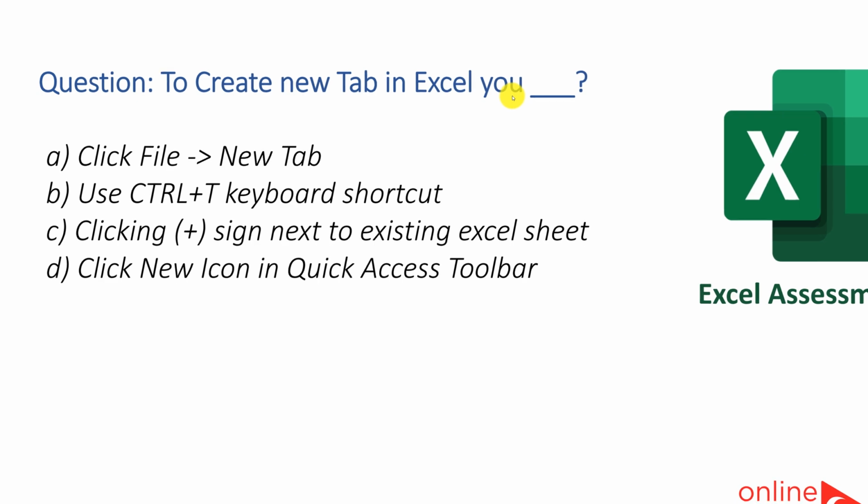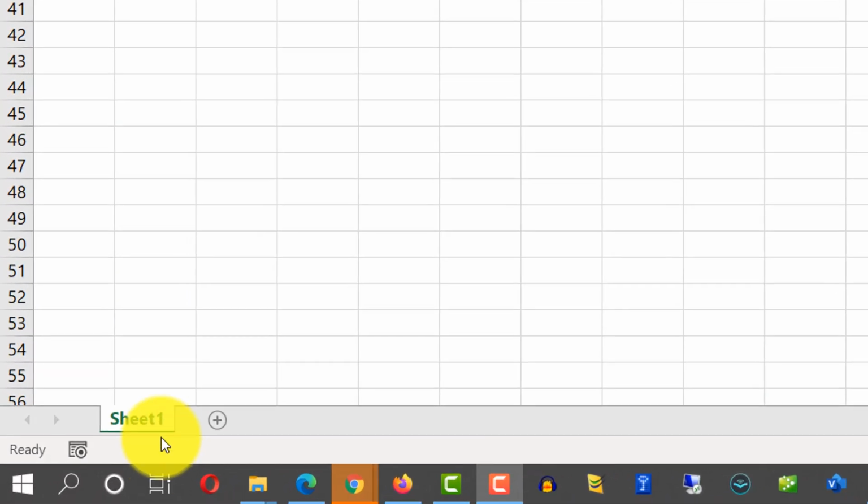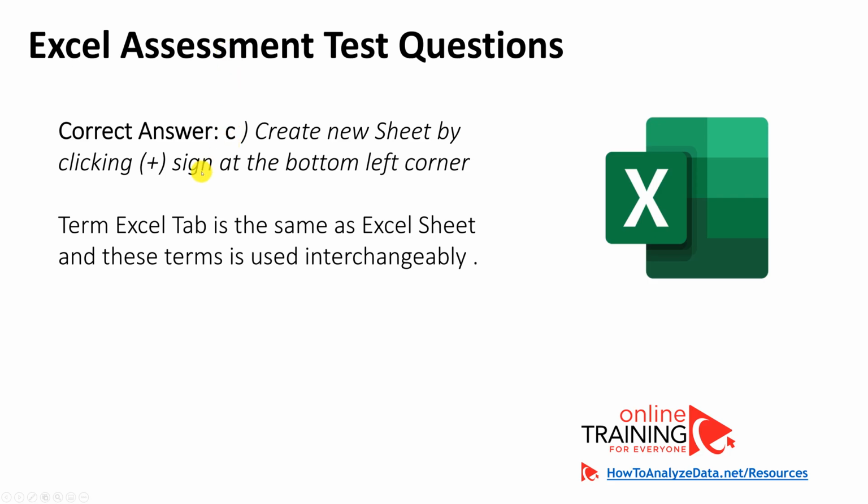To create a new tab in Excel, what would you do? The right answer here is you click the plus sign next to the existing Excel sheet. When you open up a new Excel sheet, next to Sheet1 there is a small plus sign. To create a new tab, you just click on the plus sign and that creates a new sheet. You see, I just clicked and it created Sheet2. And here's the correct answer.